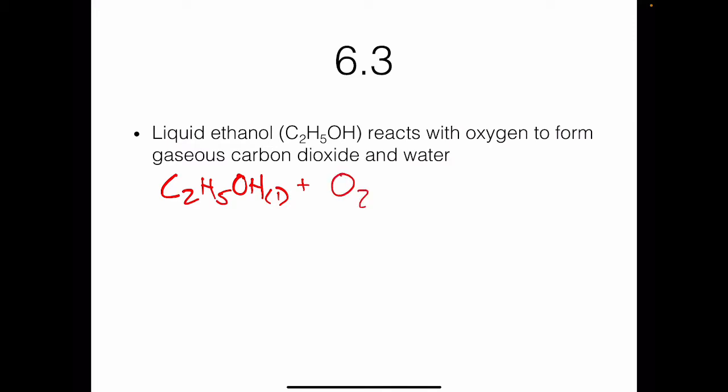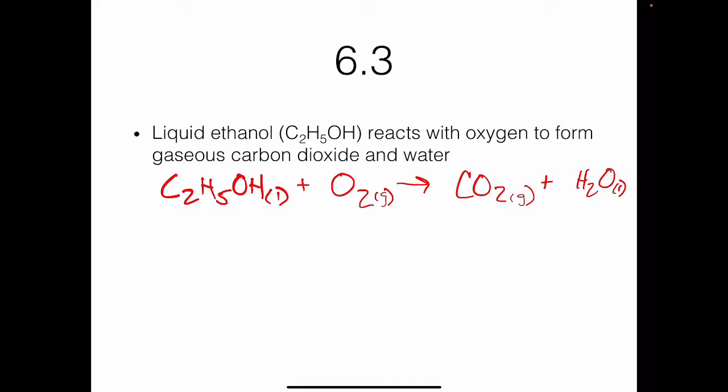You always want to leave a little bit of space right before whatever compound you're writing, just in case you end up needing to write a coefficient in that spot. To form gaseous carbon dioxide, which is CO2. We know at this point that oxygen is a gas. We know CO2 is a gas. And water. And if the state isn't specified on water, you put liquid.